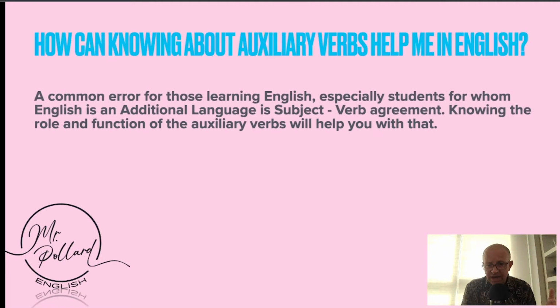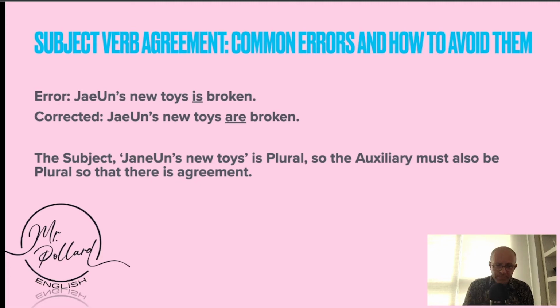So, common errors and how to avoid them. An error might be, Jae-eun's new toys is broken, which should be, Jae-eun's new toys are broken. Notice the difference in auxiliary verb there. So the subject here, Jae-eun's new toys, is plural, so the auxiliary verb must be plural so that there is agreement. That's what we mean by subject-verb agreement.